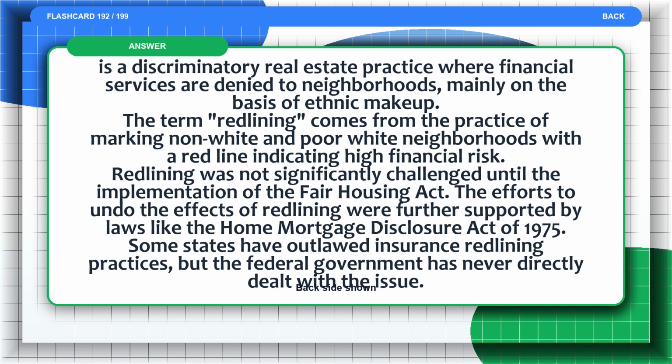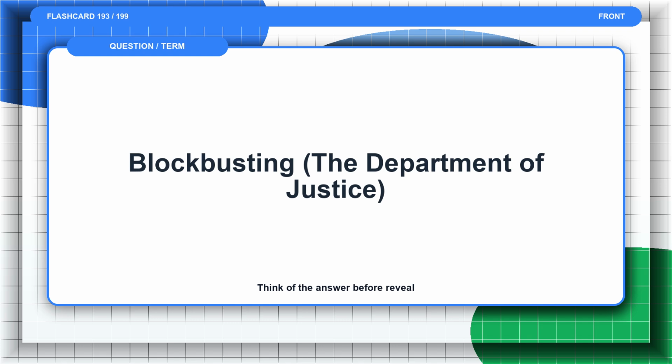The efforts to undo the effects of redlining were further supported by laws like the Home Mortgage Disclosure Act of 1975. Some states have outlawed insurance redlining practices, but the federal government has never directly dealt with the issue. Flashcard 193. Blockbusting, the Department of Justice. Pause and think of the answer before the reveal.